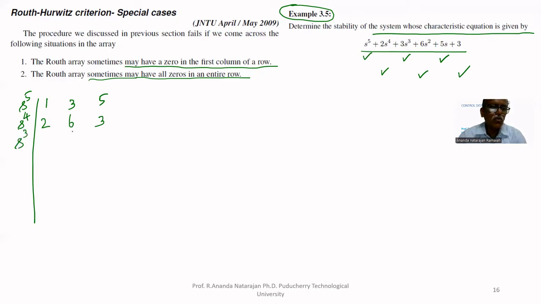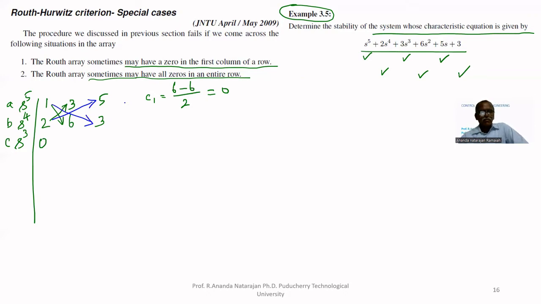Now let us find the S cube row. 2 multiplied by 3 gives 6. C1 equals 6 minus 6 divided by 2, that is equal to 0. So you will get a 0. Then 2 multiplied by 5 minus 1 multiplied by 3, so C2 equals 10 minus 3 divided by 2, that is 7 by 2. So we cannot proceed further. You cannot find the S square row because we have to divide by this number.